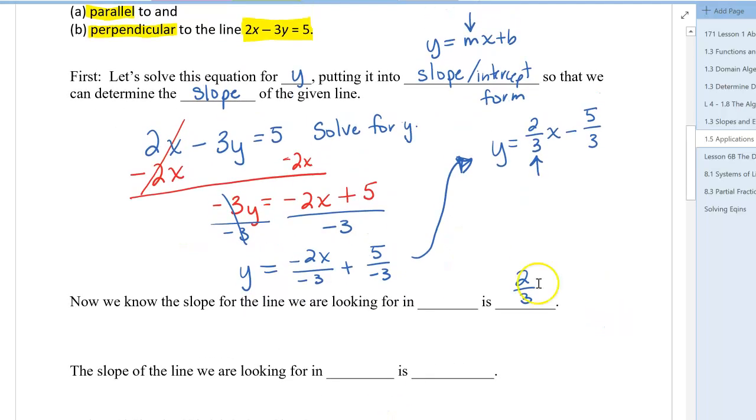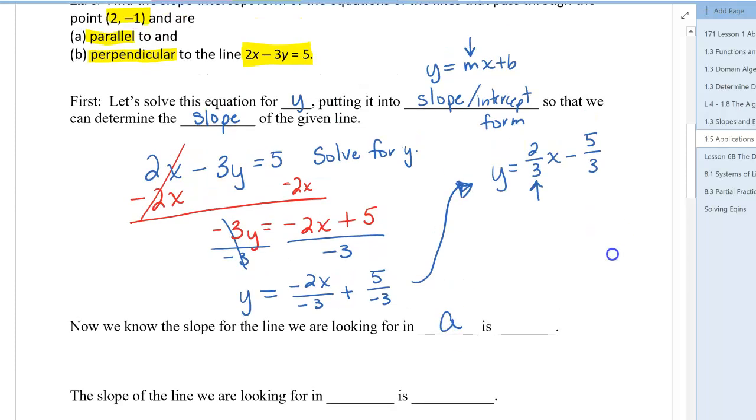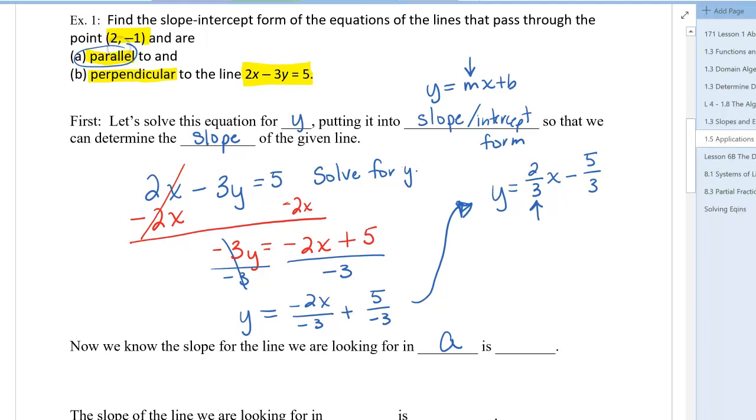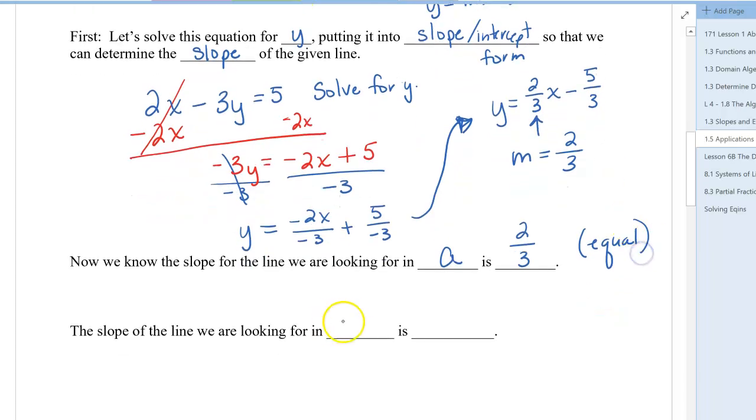Oh, okay, I'm sorry. So the slope of this line is 2/3. For A, we are looking for the slope of the line that is parallel to that line. Remember, parallel lines have equal slopes. So if the slope of this line is 2/3, the slope of the line parallel to it has also got to be 2/3. But for B, we're looking for perpendicular. So remember, two things have to apply. They have to be opposite in sign and flipped.